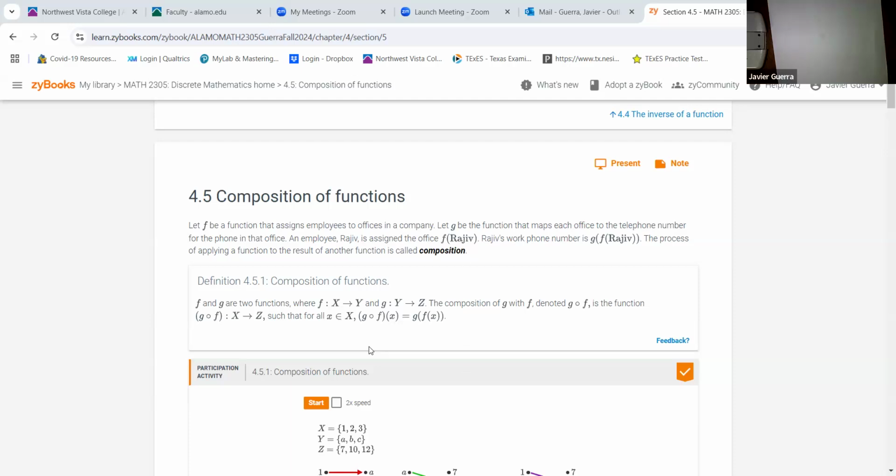So the definition: if f and g are two functions where f maps from x to y, and we have a g function which maps from y to z, the composition of g with f is denoted by g with a little circle in the center. That's the composition of f. It is the function g composed with f that maps from x to z, skipping the y, right? Such that for all x an element of the set X, g composed with f, that's the proper notation, is equal to g parentheses f of x. So you probably have seen that in college algebra. We are going back to that just as a review so that you understand how the process works.